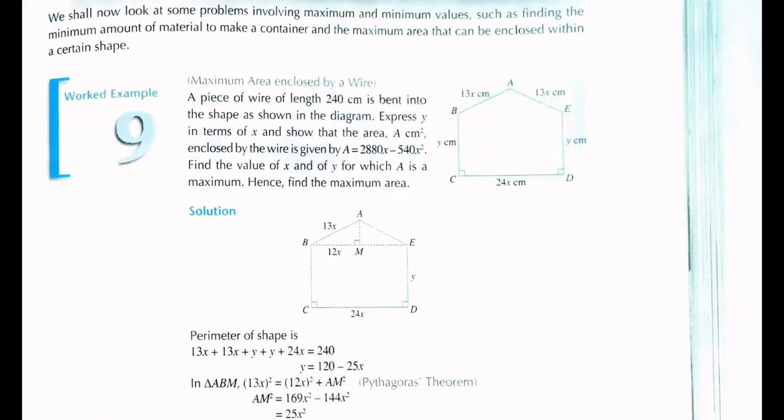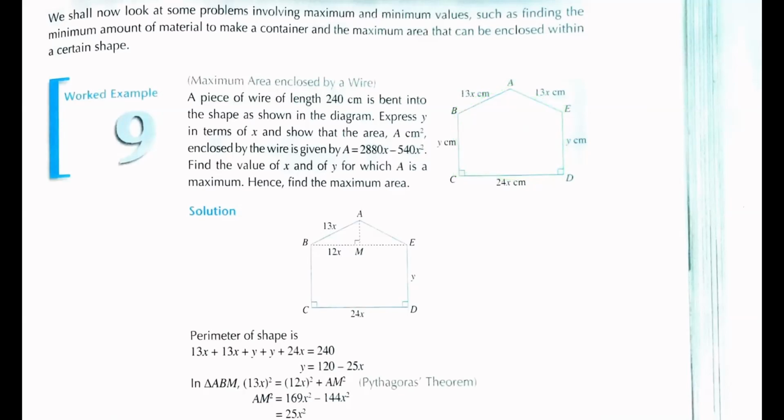Then you want to save money. You have 240 cm of wire only. You can only afford this much. So you want to make sure you can give as much room to the animals as possible with this limited amount of wire. Okay, if you can imagine that situation.